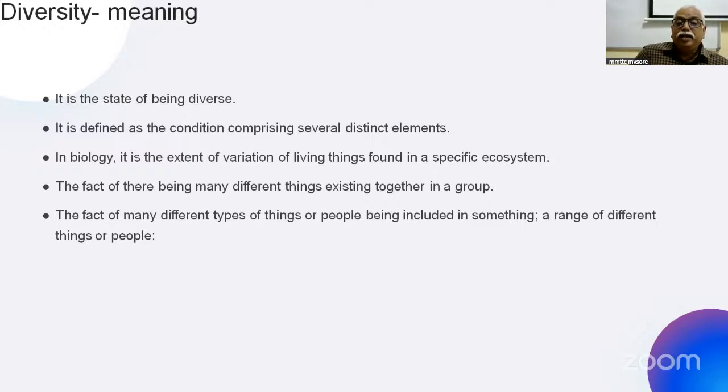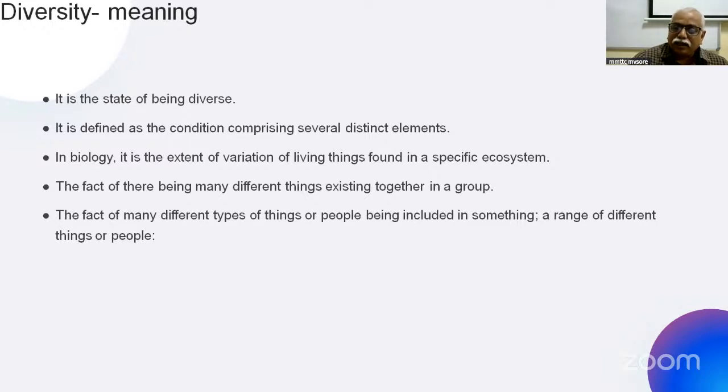Then there is the fact of many different types of things or people being included in something, or a range of diversity of things and people. So here diversity can be seen not as a single point. It can be seen across a spectrum, with a range, with a bandwidth. We can see the different elements falling in that particular dimension. So these are the meanings that we have for the term or the concept of diversity from different dimensions.